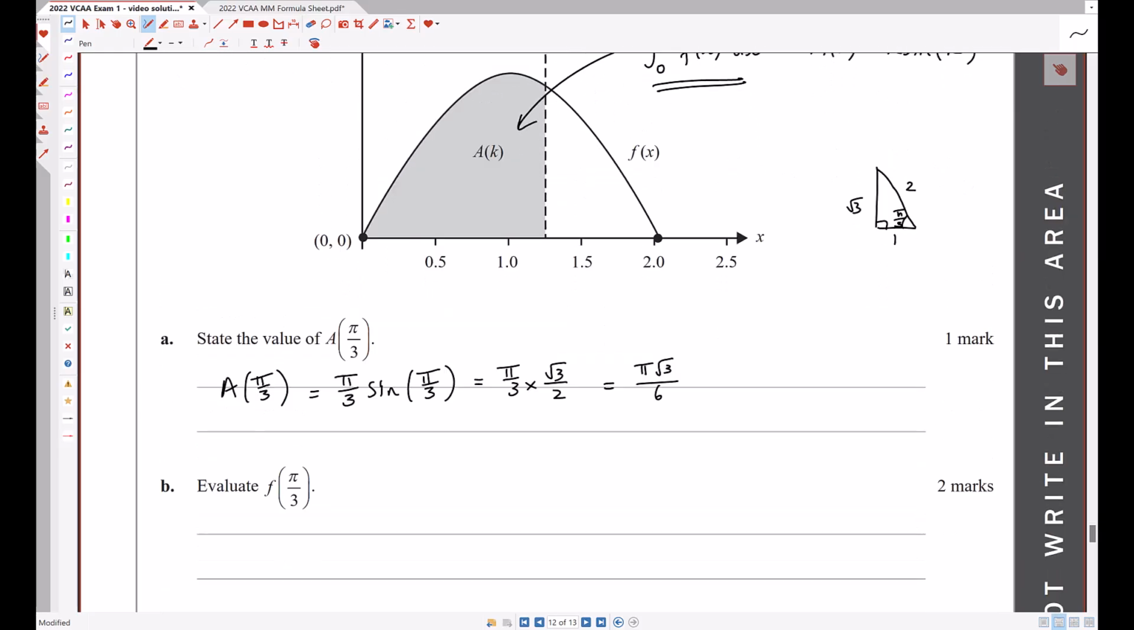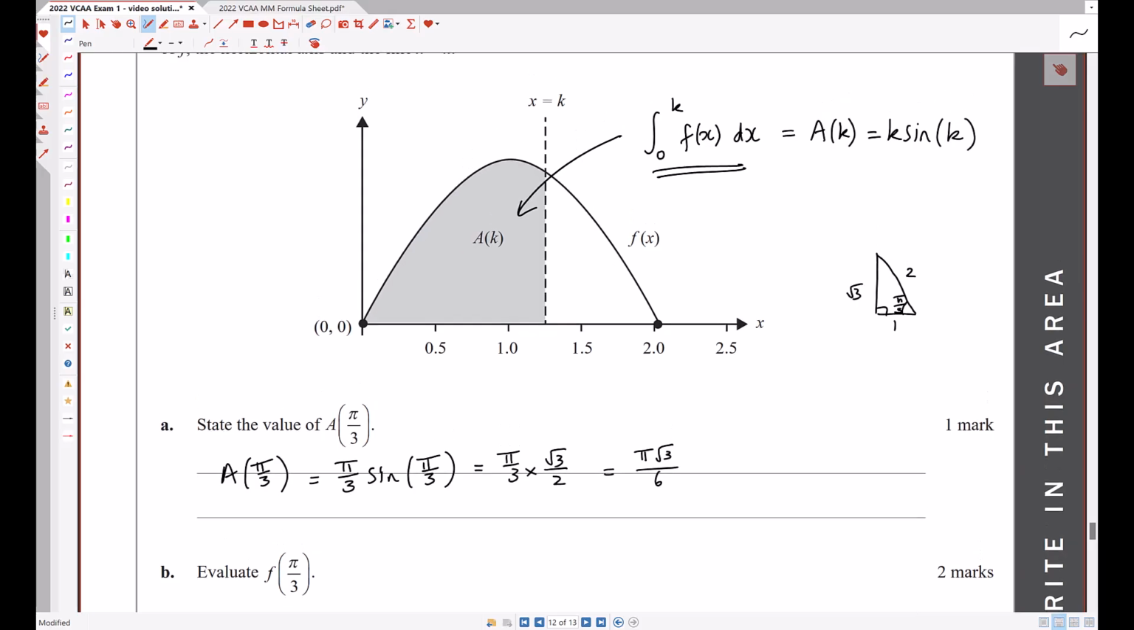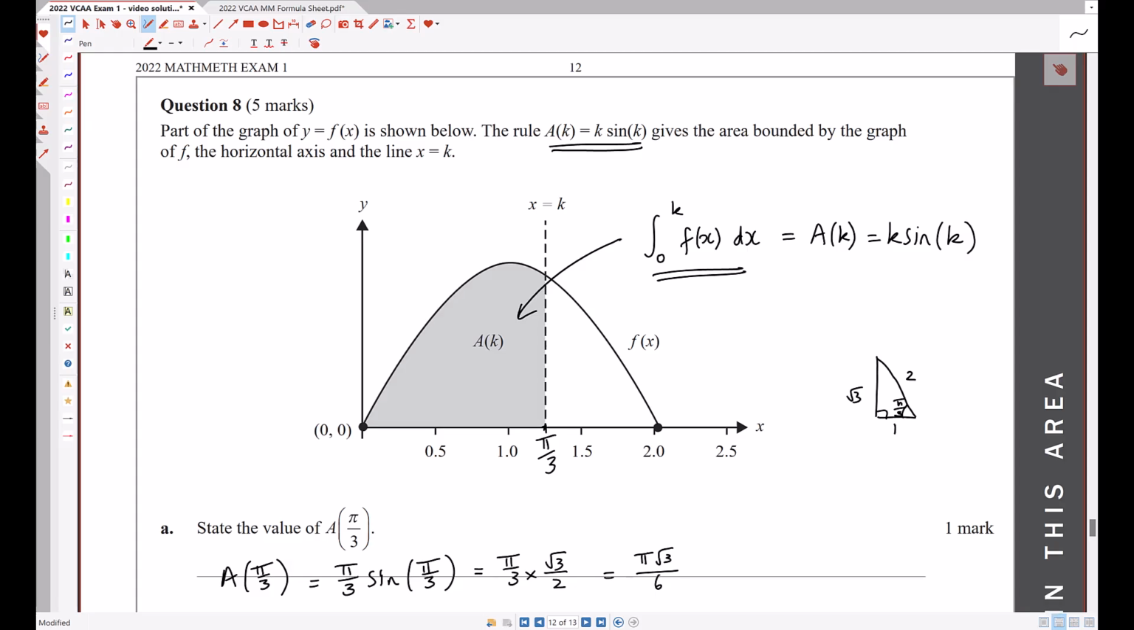Evaluate f at π on 3. Okay, so what we're working out here is if this value here were π on 3, that is the shaded area, and then when we do f at π on 3, we're working out the y coordinate of this point up here. Okay, so f at π on 3.